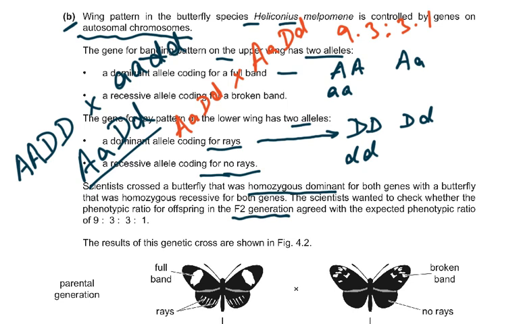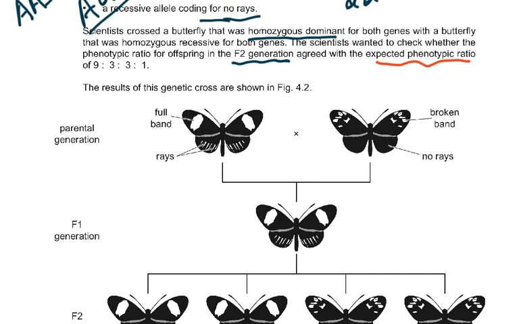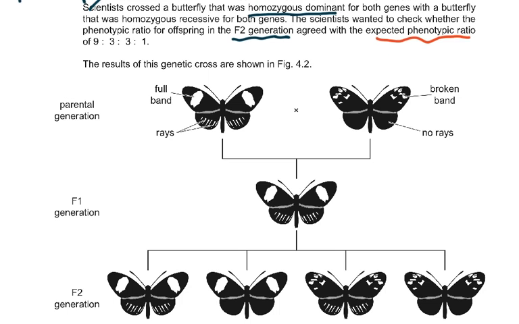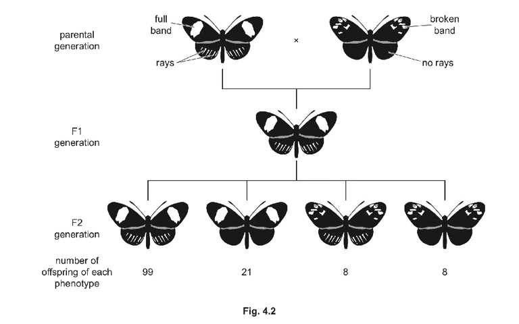We've studied this in the chapter on inherited change. So the scientists wanted to check whether the phenotypic ratio for offspring in the F2 agreed with the expected phenotype ratio of 9:3:3:1. The results of the genetic cross are shown: full band rays, broken band no rays. You know this. The F1 generation would all be heterozygous for both. And then in the F2 generation, we have a ratio of 99:21:8:8. Now this is not a 9:3:3:1 ratio. You can see that.